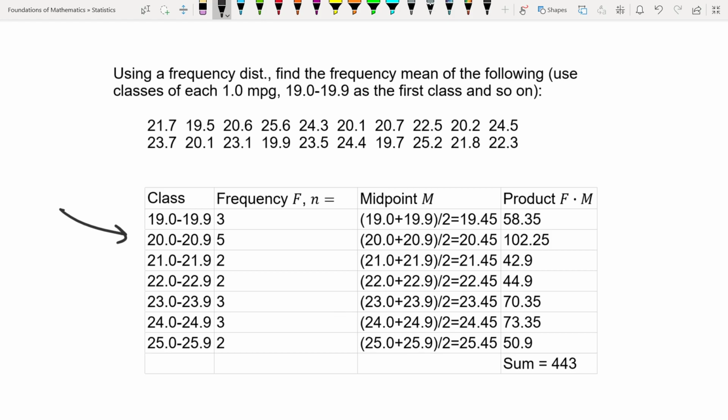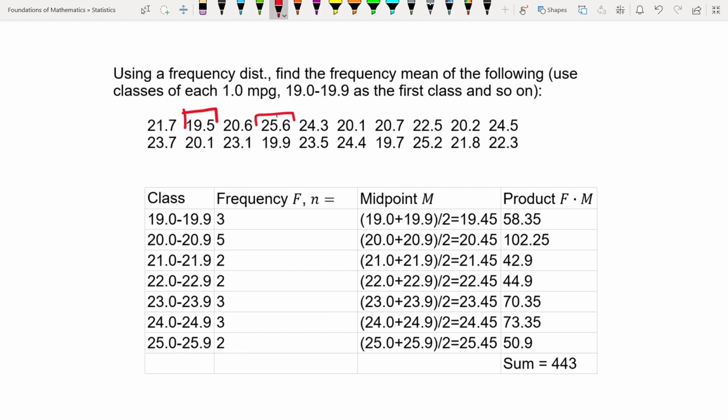I'm going to show you how I gave it the values that are in it. The first thing we need to do is note what's the smallest and what's the largest value in the set. Looking at the set, I see 19.5 is the smallest, I do believe. And the largest looks to be this one, 25.6. Yep, 25.6 is the largest.